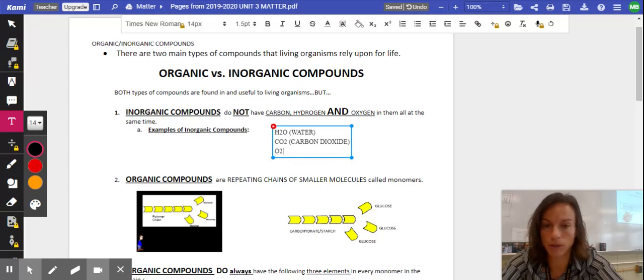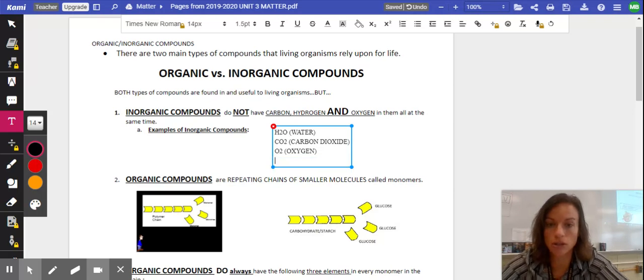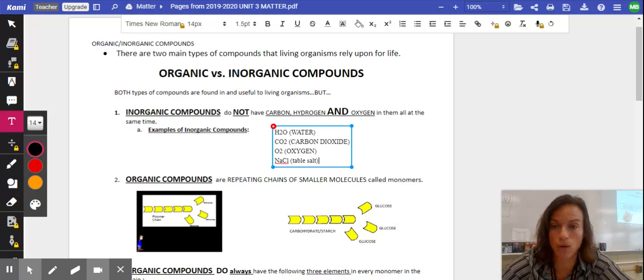You could also do something like oxygen. That would be missing 2 of them. It has the oxygen, but it's missing the carbon and the hydrogen. And a final possibility that you could put here could be something as simple as NaCl, which is table salt. That is missing all 3, so it's clearly inorganic or not organic. Okay, so basically anything inorganic means it's not organic. It does not have C, H, and O in its formula, and it's usually a simple molecule.